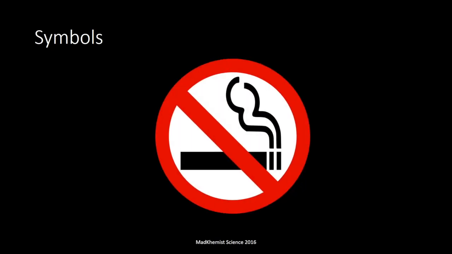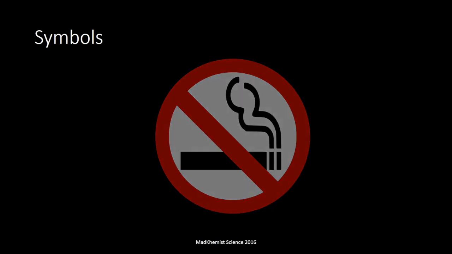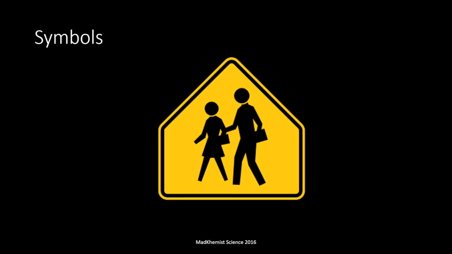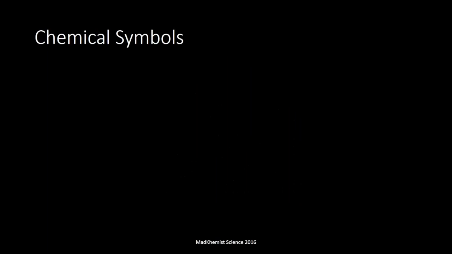For example, this one. This tells us that something is not permitted or we can't do something. Classic, no smoking. And maybe going to and from school you've seen this one. This tells drivers to be careful that there are children present. In chemistry, we use symbols as well as a shorthand to convey information.